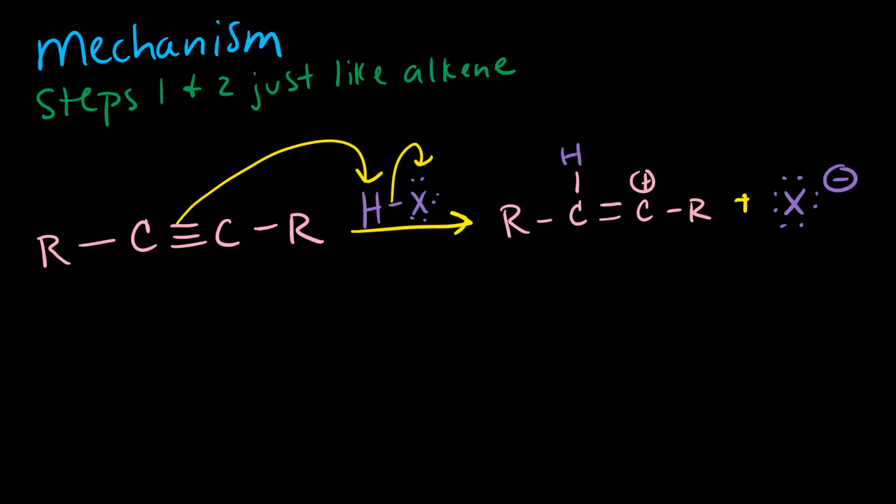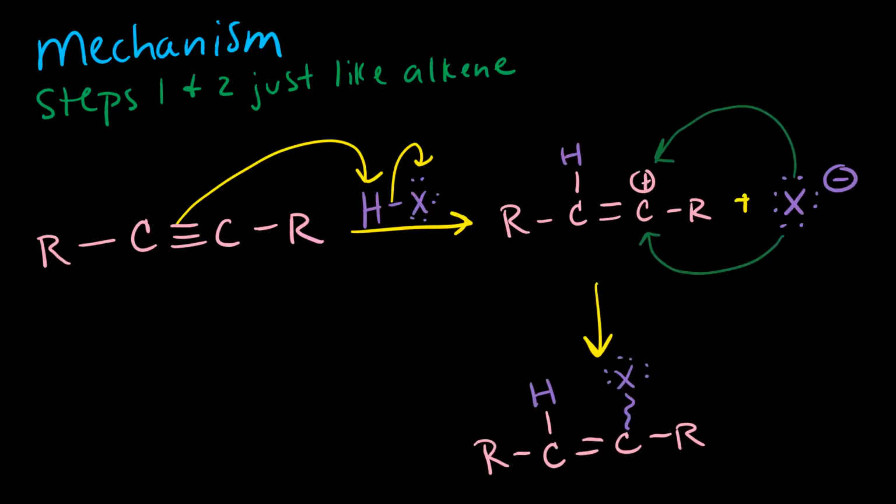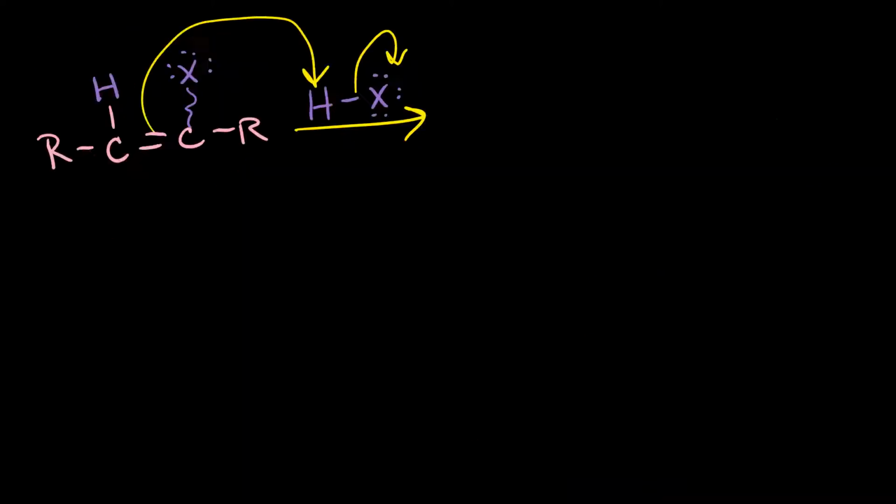The mechanism is going to start off exactly like adding HX to an alkene, where you remove the proton to generate X minus, and you protonate the pi system. And then, of course, the X minus can come in and attack the newly formed carbocation. I want you to pay attention to this squiggly line notation down here, because that's to indicate that the stereochemistry is not specified, that X could be cis or trans to this proton here.